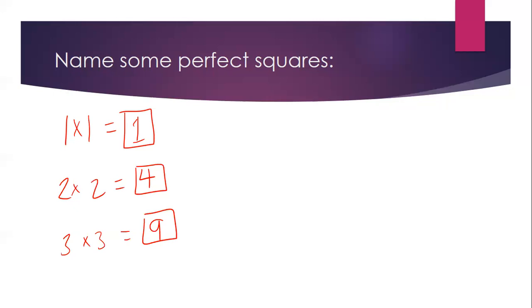But at this point, you should be able to know your perfect squares at least up to 12. But these 3 are our smallest 3 perfect squares, right? And the rest just keep going. Again, perfect squares are numbers whose factors are the same number.